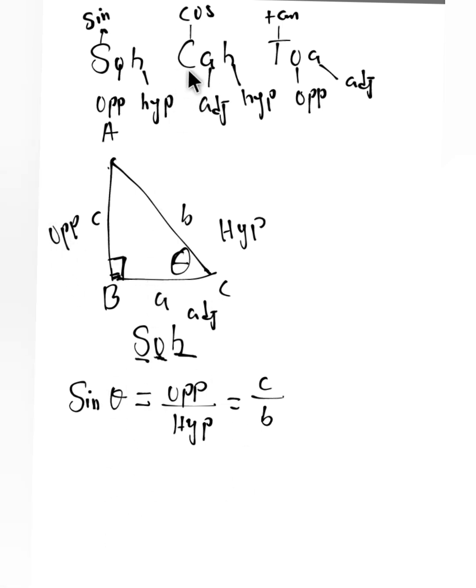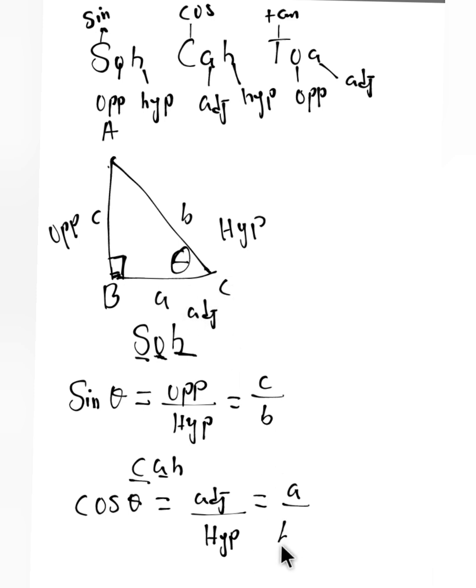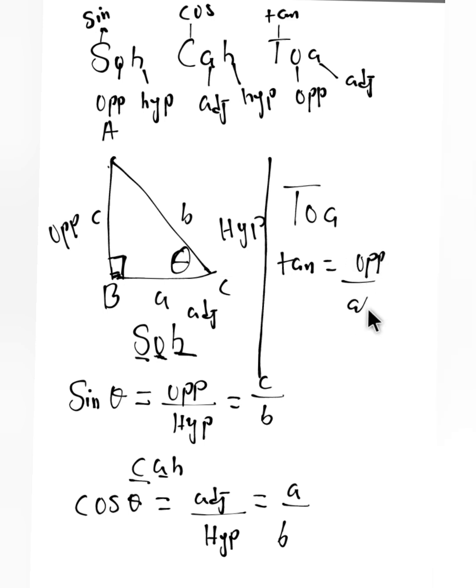So let's go over to CAH. C is cos. Cos theta is equal to A, adjacent, over H, hypotenuse. This is equal to the adjacent, A, over hypotenuse, B. Then TOA, T is tan, is equal to O, opposite, over A, adjacent. And this is equal to opposite, C, over A.